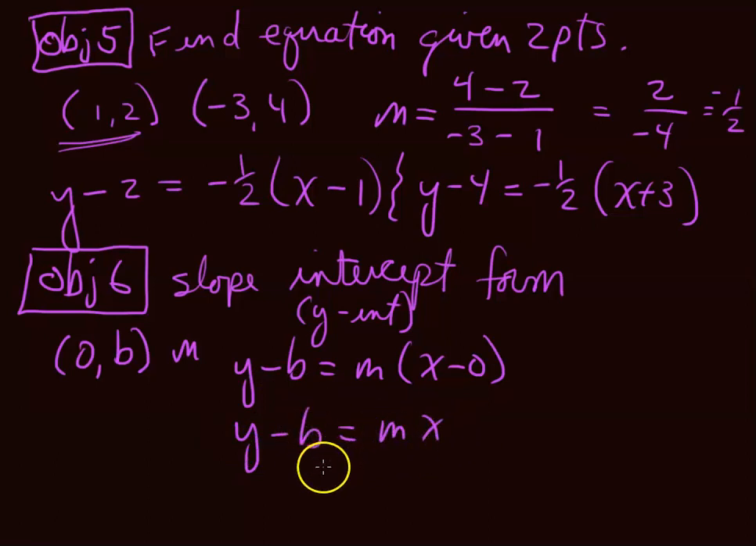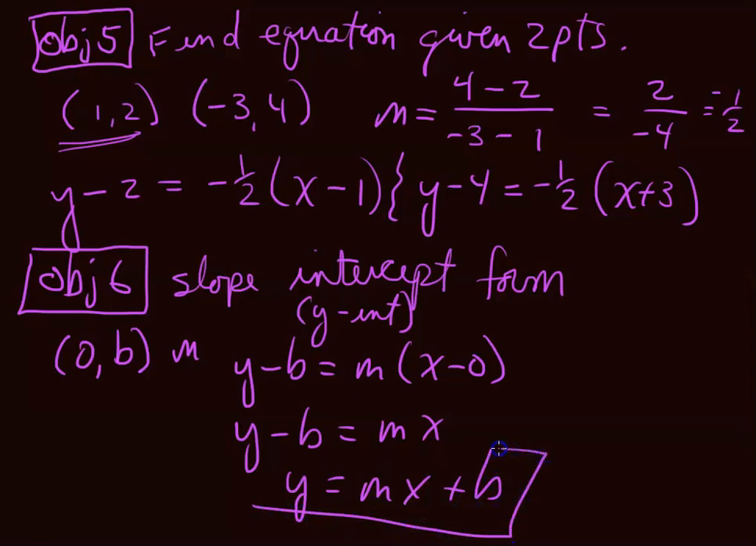Well, let's put that b on the other side. Add b to both sides. y equals mx plus b. That is the slope-intercept form. If we would put one or both of these equations up above here in point-slope form, they would look exactly alike. So let me see if I can squeeze that in.